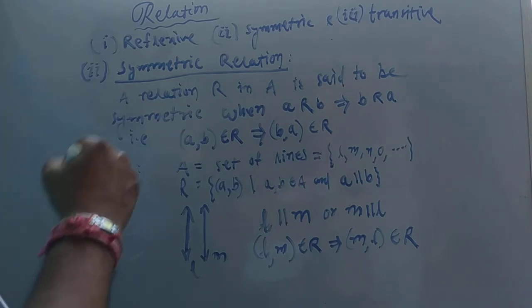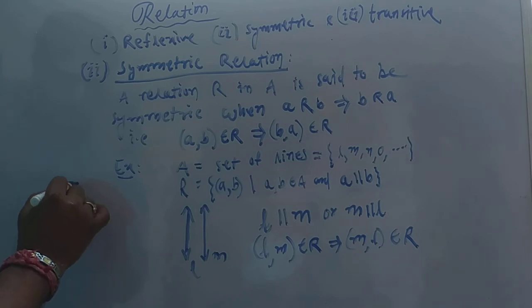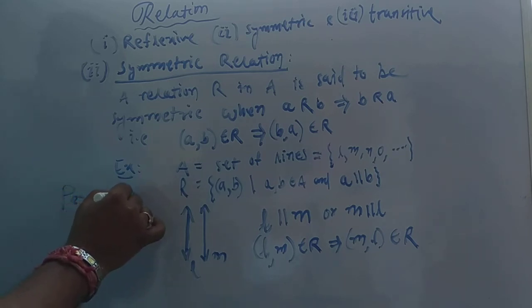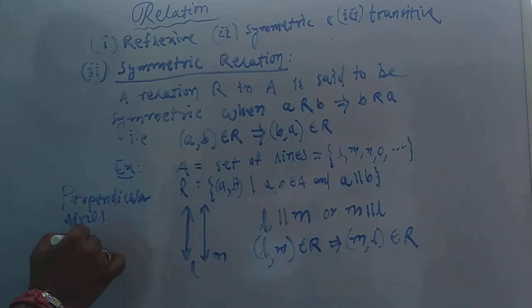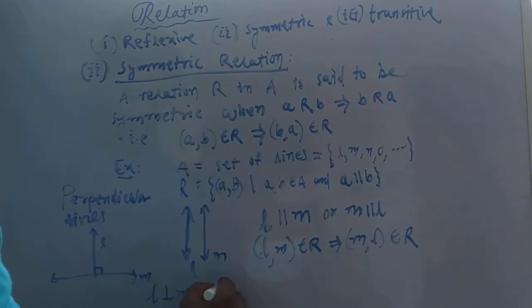But in the case of perpendicular lines, this is L, this is M. So when L is perpendicular to M implies M is also perpendicular to L. So here also we can say that the set of perpendicular lines, defined by the lines being perpendicular to each other, can be a symmetric relation.